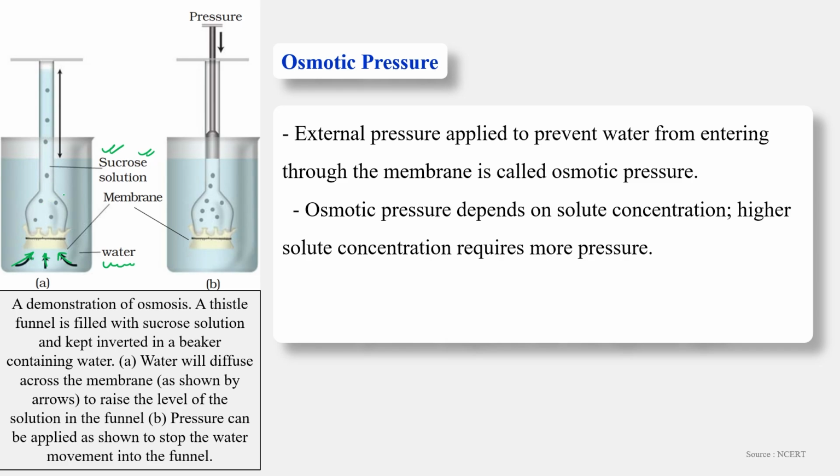So what will happen? The amount of sucrose solution is more from this level to this level. Water will diffuse across the membrane to raise the level of solution in the funnel from this level to this level, as water moves from high concentration to low concentration across the semi-permeable membrane.